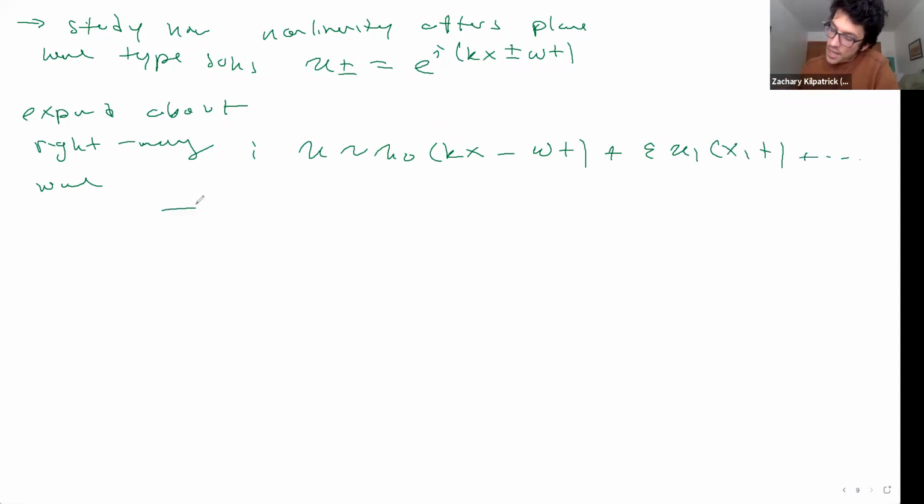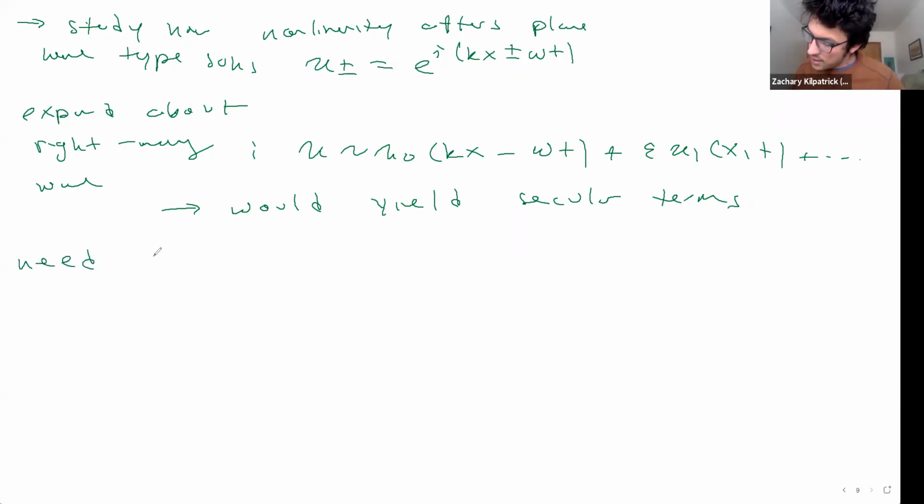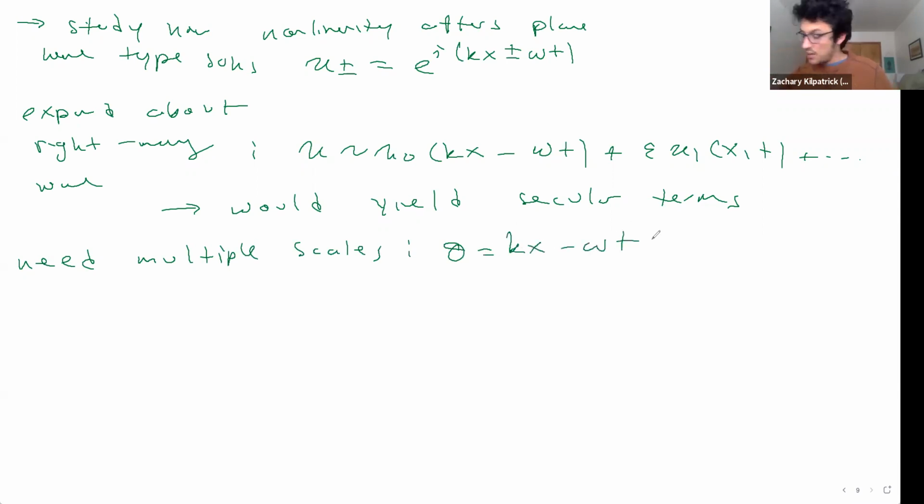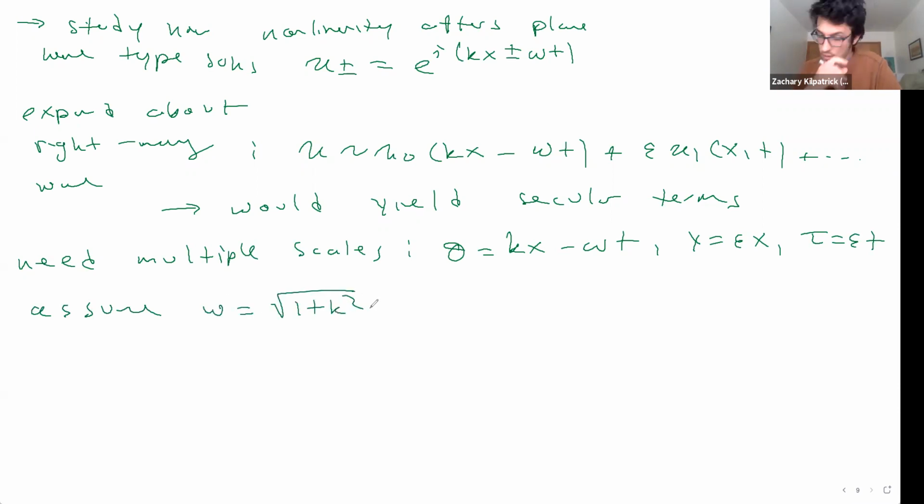Now, if we did this, it would yield secular terms, and you can see that in the typical way that we see it. I won't go through it. So we need multiple scales. And so if we take theta equals kx minus omega t to be like our characteristic, y equals epsilon x, and tau equals epsilon t, then we have some multiple scales to work with that'll help us remove these secular terms.